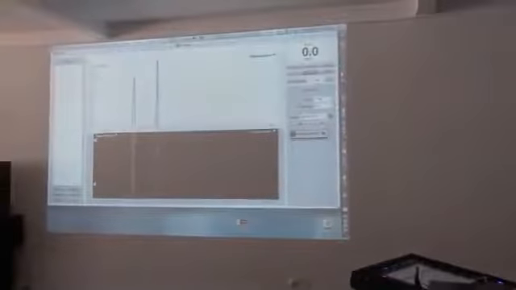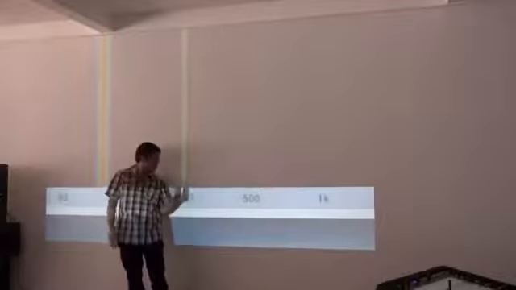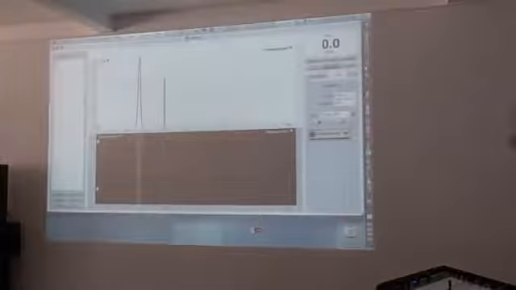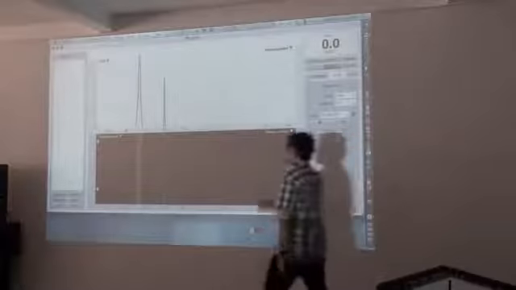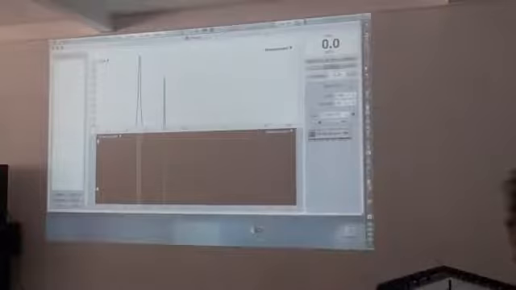If we do something different, let me increase the level of this. Red. And this will be green. Okay, right now we can see that this frequency is more level, this frequency is less level. So you can confirm here, more level in frequency number 1, less level in the other frequency.